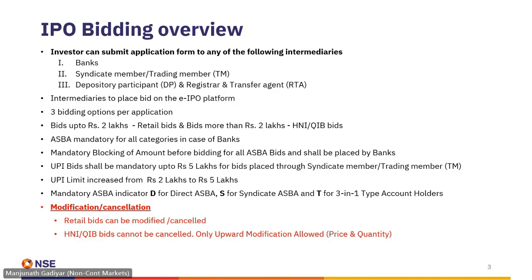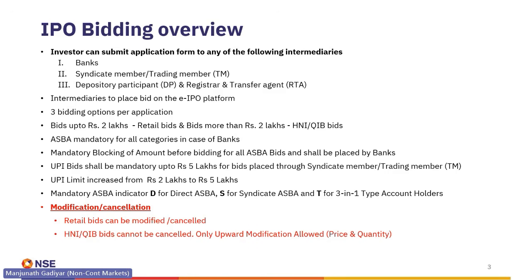Okay, what about modification and cancellation things? Yeah, definitely. For retail, upward modification and downward modification are available, and cancellation is also possible. But for all bids of 2 lakh and above, HNI and QIB, they cannot cancel and only upward modification is allowed. Apart from this, there is also the shareholder category and the employee and policyholder category.